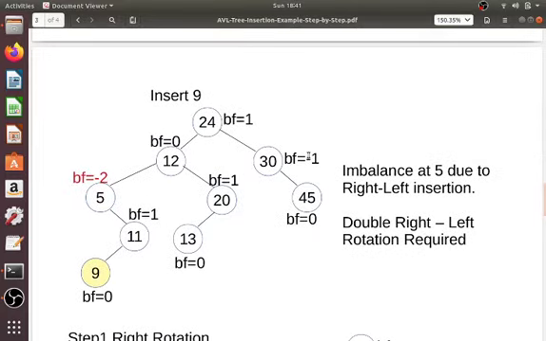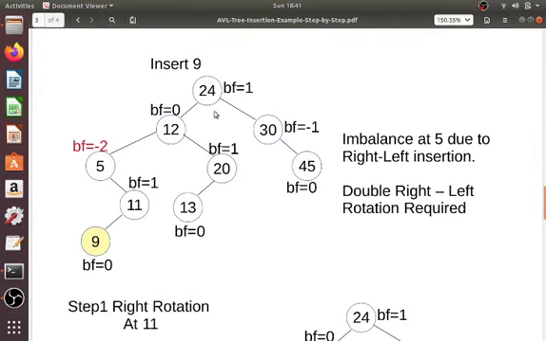Next we talk about insertion of 9. 9 goes on the left of 24, it goes on the left of 12, it goes on the right of 5, and finally it gets attached as a left child to 11.